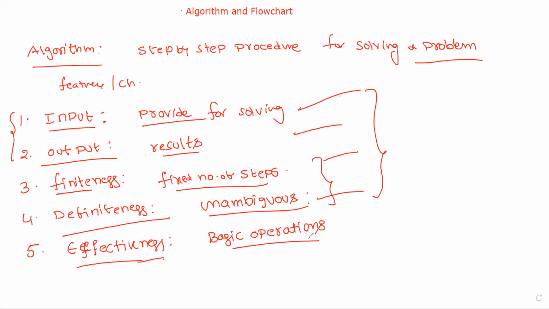Basic operations are used for implementing the algorithm. That means to simplify the process. And the most important thing is, the problem can be solved in a fixed amount of time.